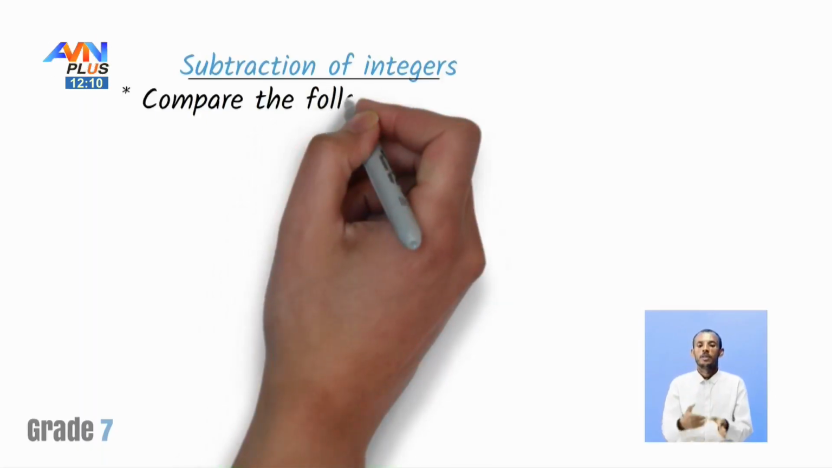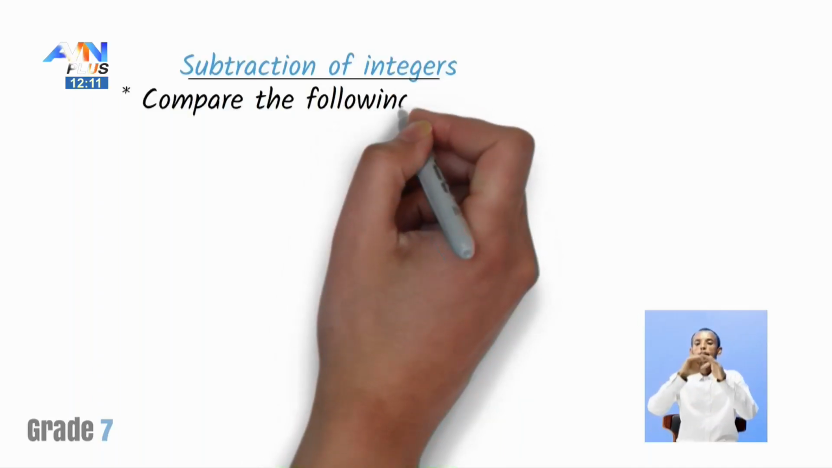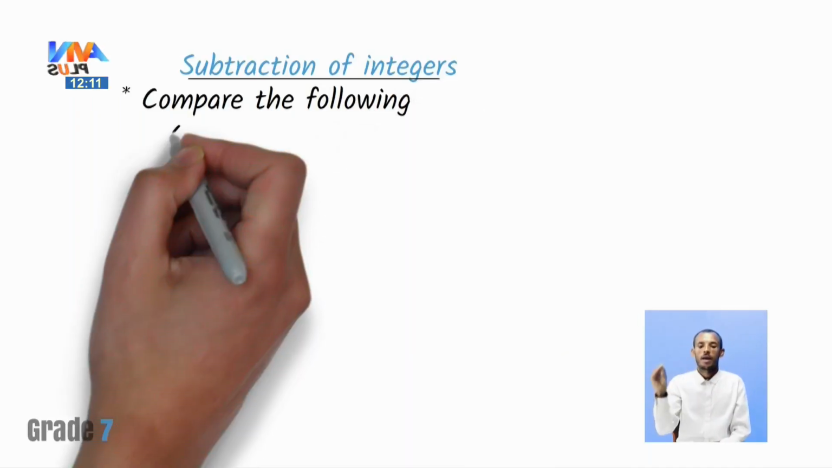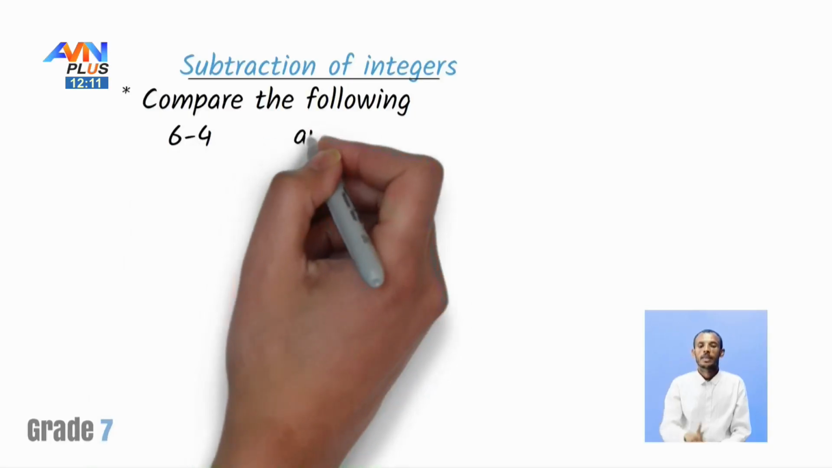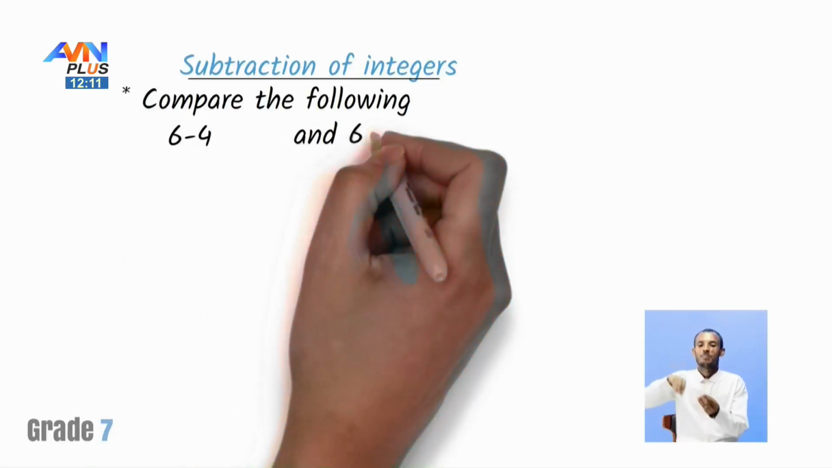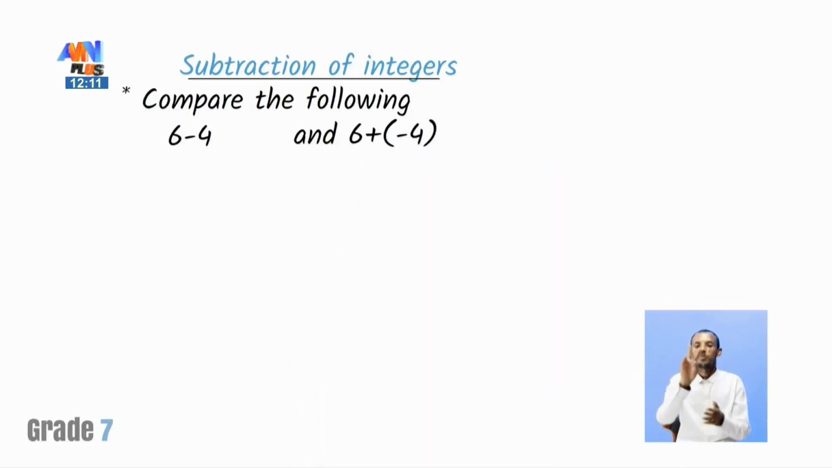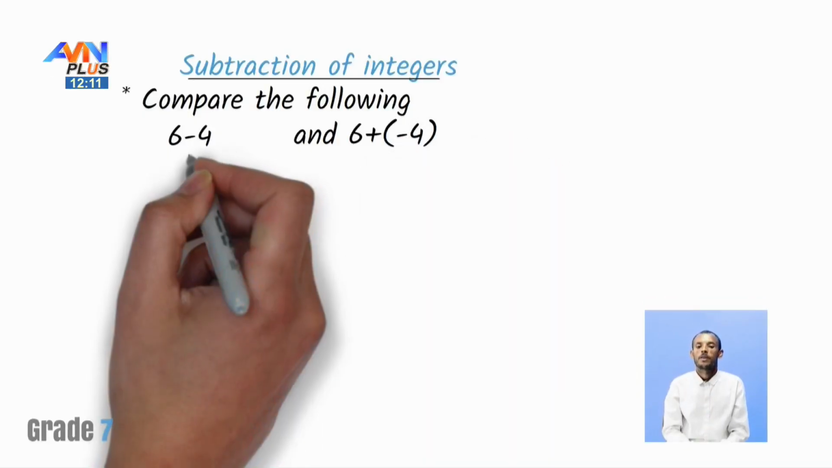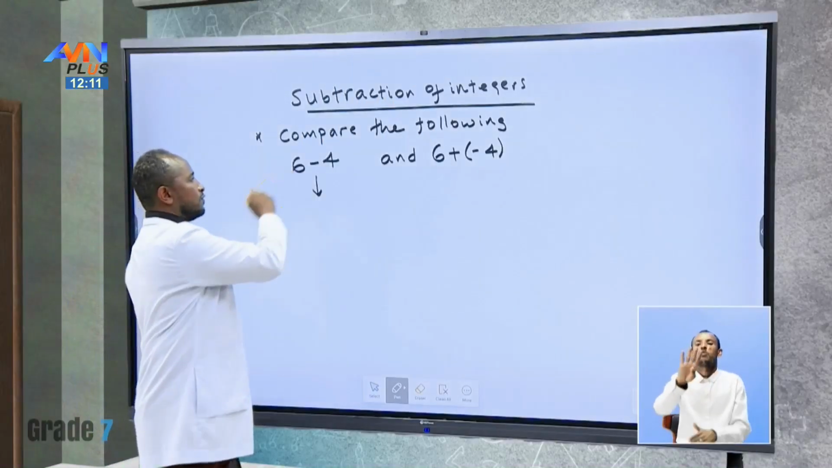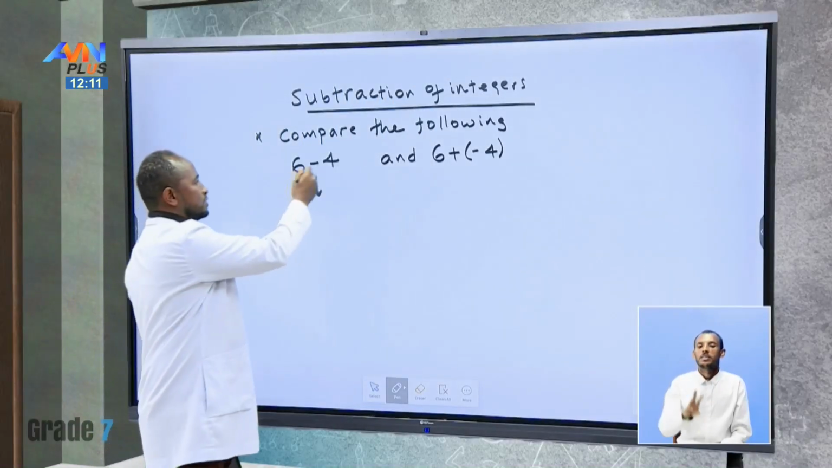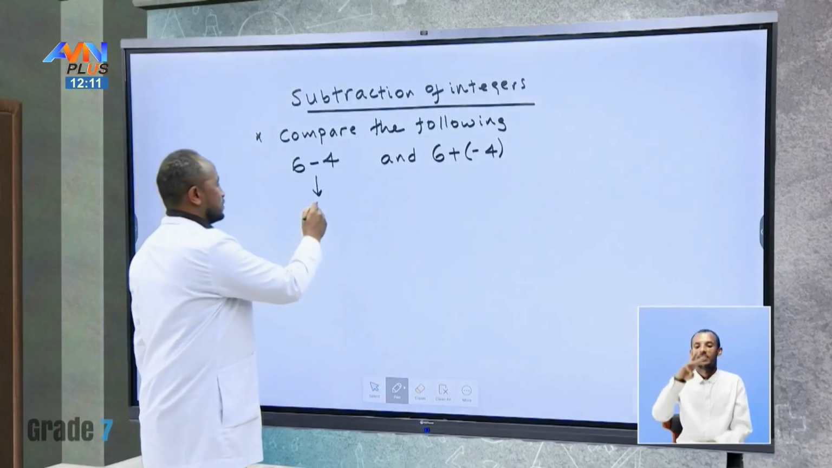Let's compare these two. 6 minus 4 and 6 plus negative 4. Let's see this one. What result do you get when you subtract 4 from 6? Or 6 minus 4 gives us what? Good. 6 minus 4 is 2.